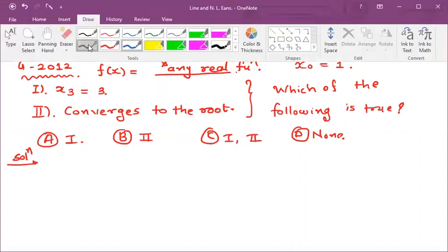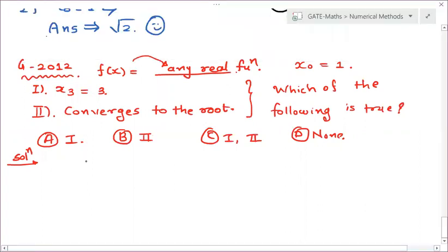Now this is a reasoning-based question. You have to think of different things over here. See, your f of x is any function, right? So let us see what type of situations we can have over here. x3 equal to 3. Second is converges to the root. From this, what is possible and what is not?